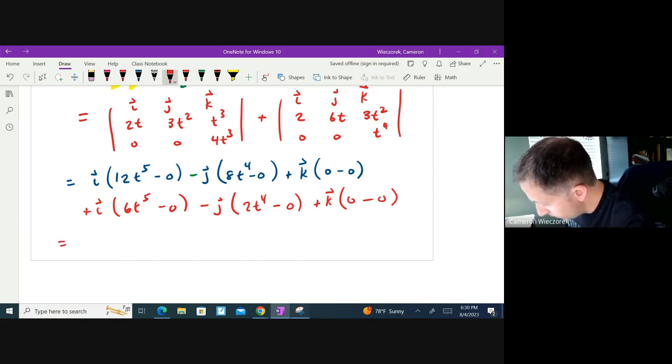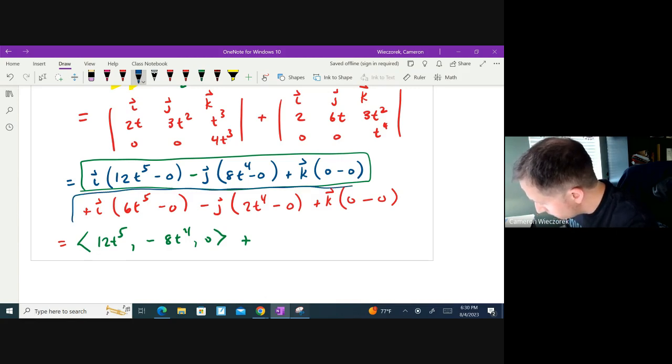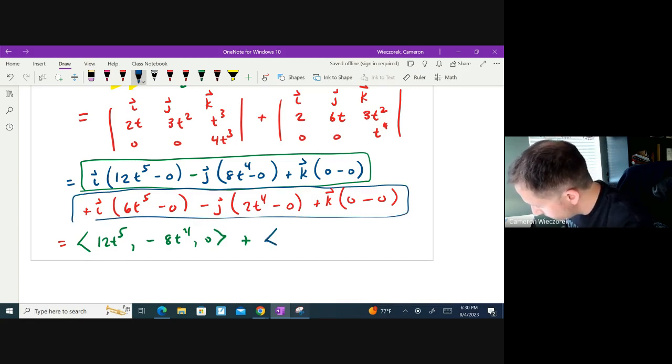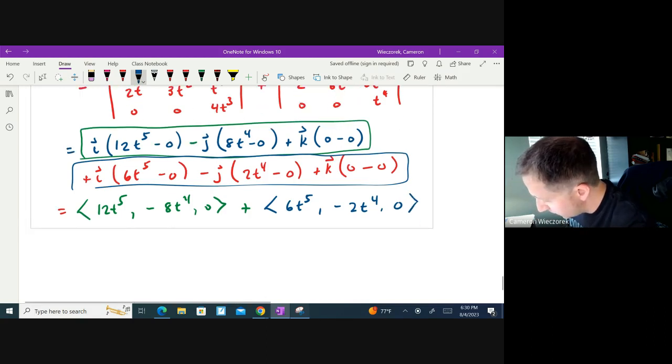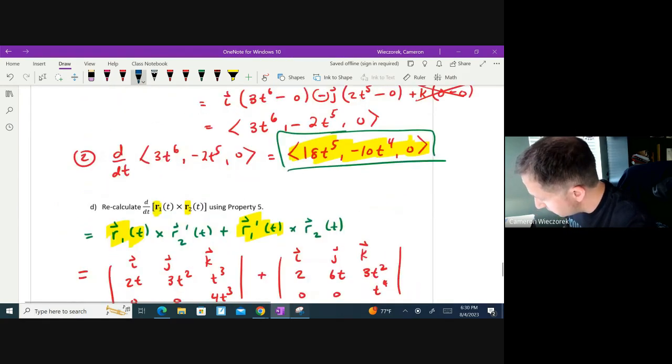And so we end up with, let's do the first set in green and the second set in a different color. 12t to the 5th, negative 8t to the 4th, 0, plus, let's do the second one in blue. For our components of the second one, we're going to get 6t to the 5th, negative 2t to the 4th, 0. And now I can add component by component. So if I add the x components together, 12t to the 5th plus 6t to the 5th would be 18t to the 5th. And look at that.